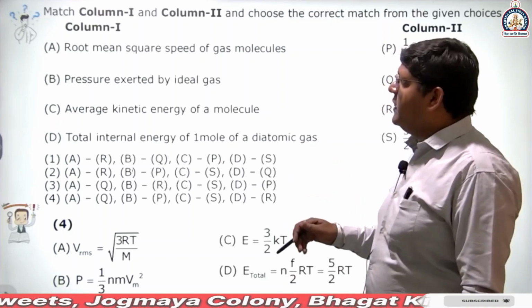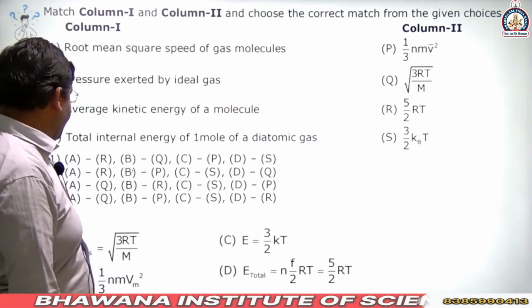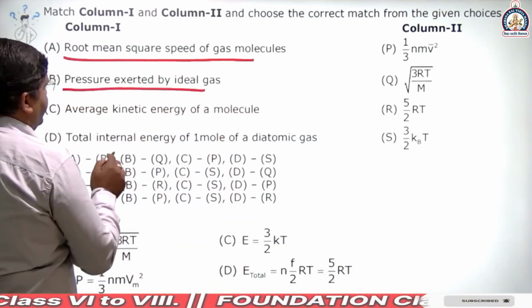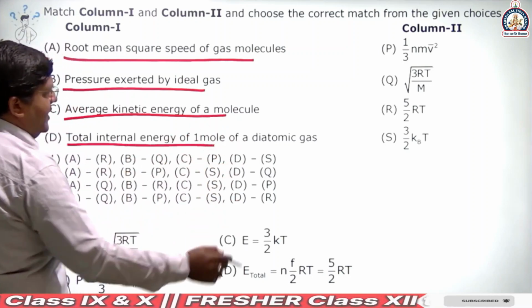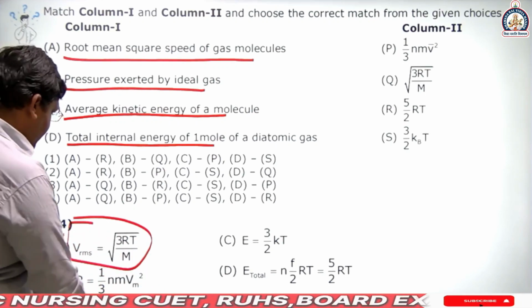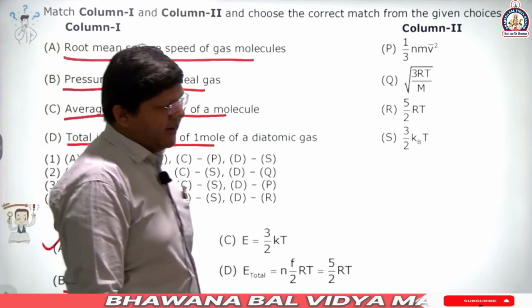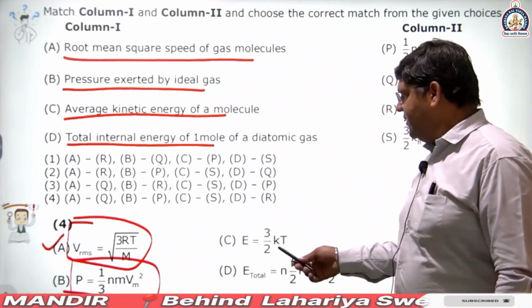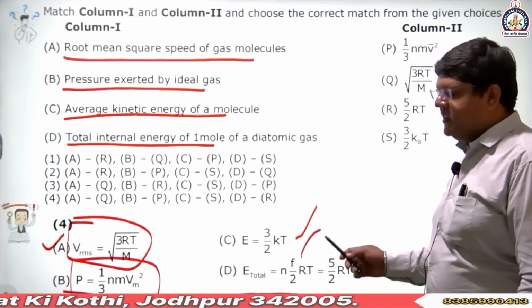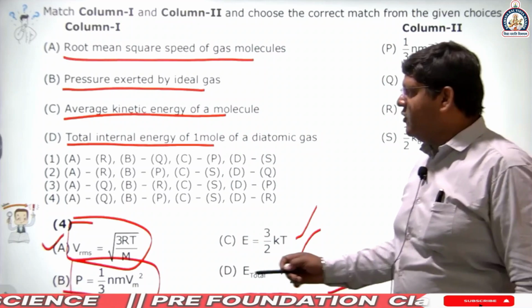Now moving to the next part, which is related to your class 11th. In this question we have to just match the formulas: the formula for root mean square velocity, pressure, average kinetic energy, and total internal energy. Vrms is given as the square root of 3RT upon M. Pressure exerted by gas is 1 by 3 N m vrms whole square, where N is number of moles and m is the mass. Average kinetic energy is 3 by 2 kBT, and the total energy is nf by 2 RT, where f is degree of freedom. The result comes out to be 5 by 2 RT. So the correct option is option number 4.